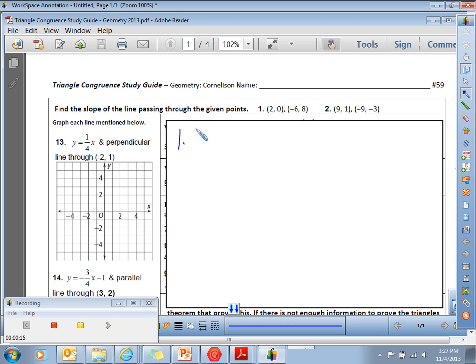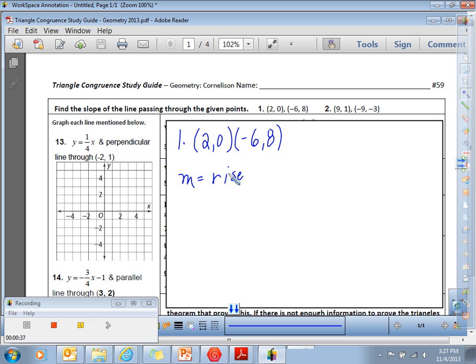Okay, number 1 says to find the slope of the line passing through the given points. So you have 2, 0, and negative 6, 8. Okay, and how do you find slope? The rise over run. It is rise over run. Okay, and rise, does that deal with x's or y's?